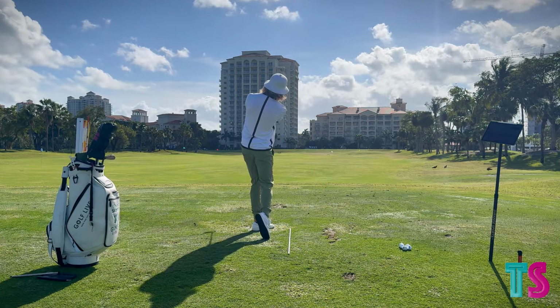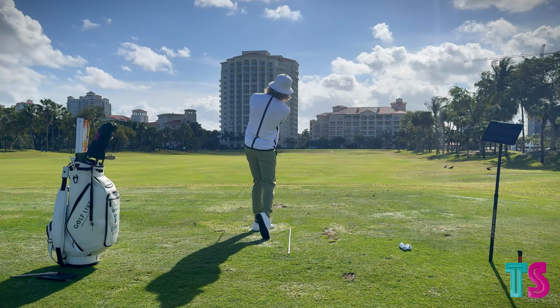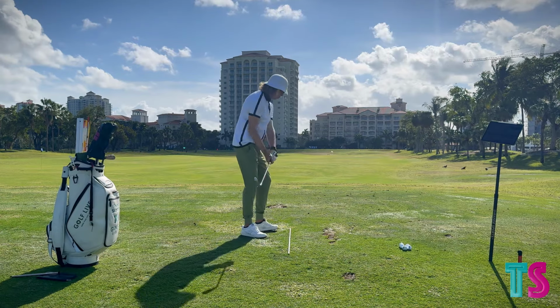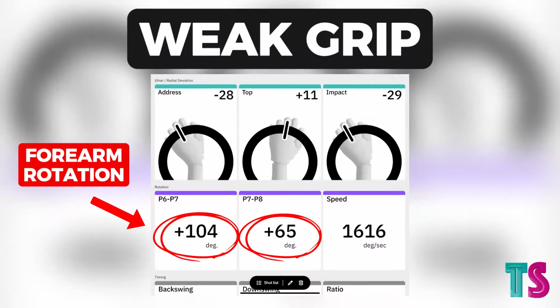Okay, so I got that ball fairly straight, right? Then what we'll do is we'll go check out the data on that, and what we should see is a lot more rotation in the forearm, flexion in the wrist, and probably a little bit more ulnar deviated.